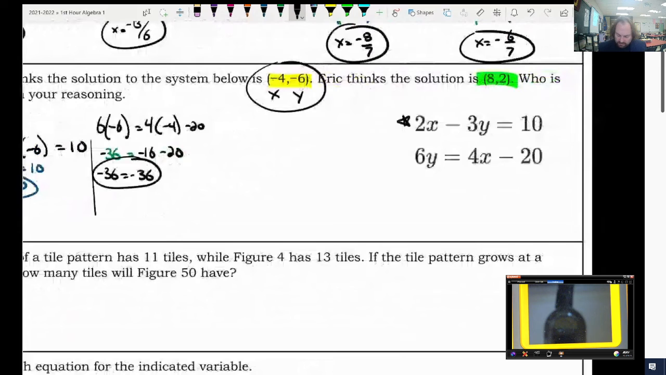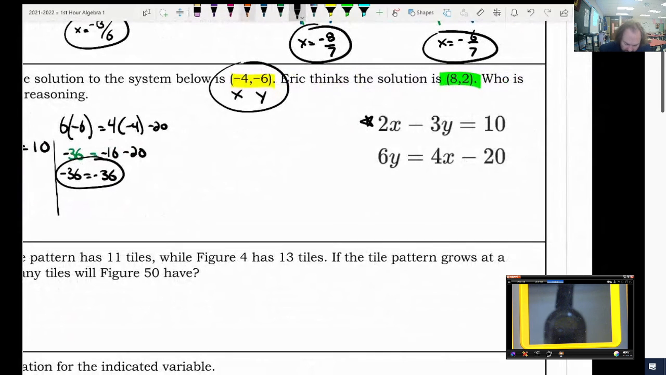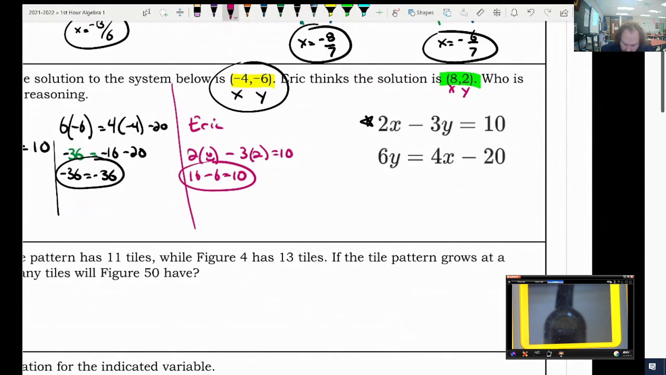Let's check out what Eric thinks and see if we can prove it wrong, just to make sure we got the answer here. Let's talk about Eric. Let's try plugging in his answers of 8 and 2. 2 times 8 minus 3 times 2 equals 10. Let's check that first number. This is 16 minus 6, which does, in fact, equal 10. So the top equation checks out. Let's check the bottom equation.